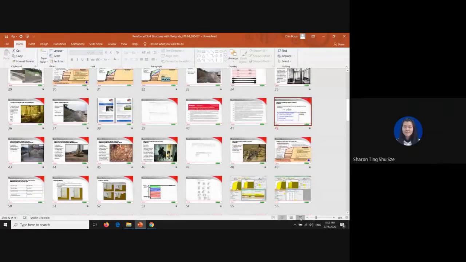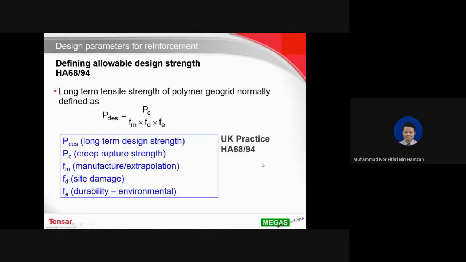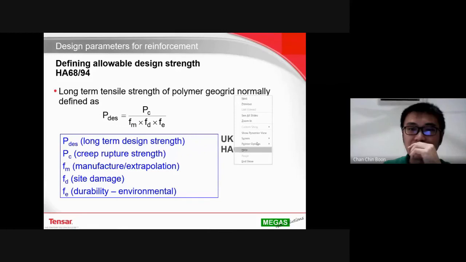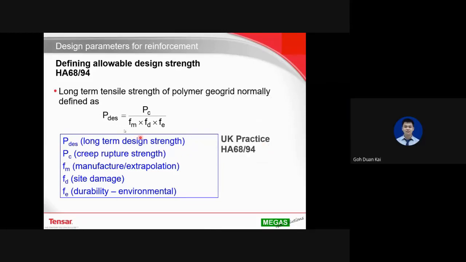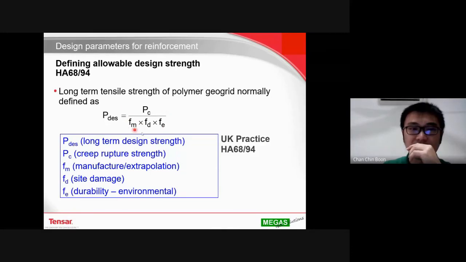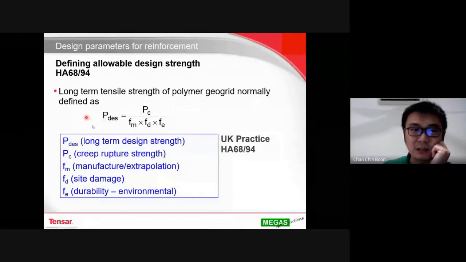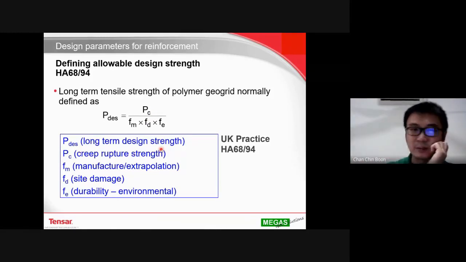Then what else? Site damage, also the durability. Okay, so we can see here this is the formula in deciding the long-term design strength that we use for the reinforced soil structure design. So PC is concerned is the creep rupture strength, the one we got from the lab and the specification.